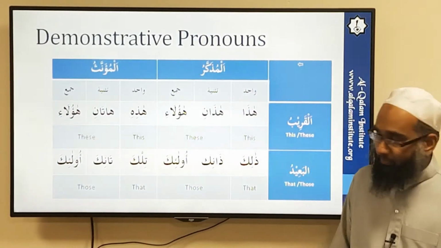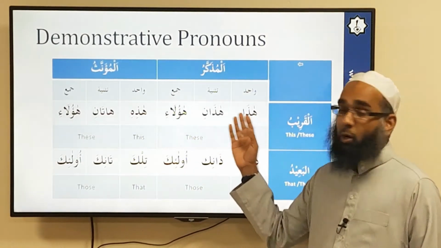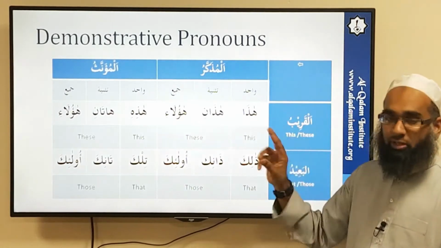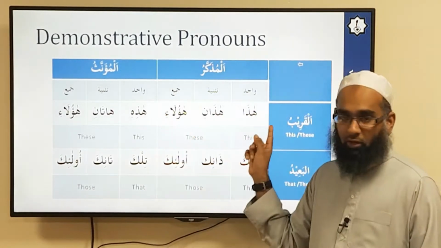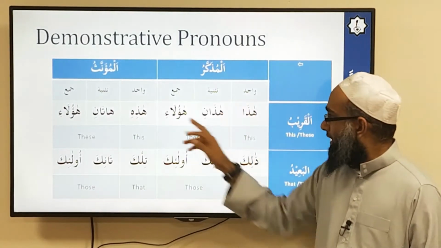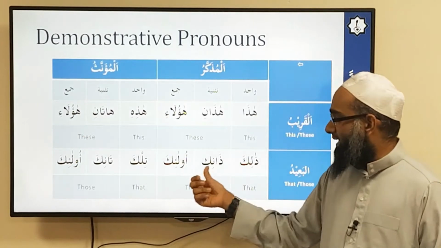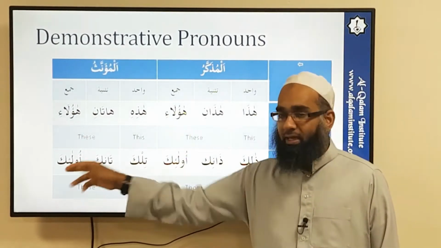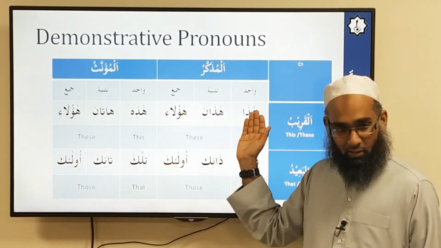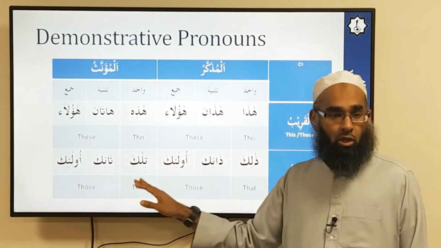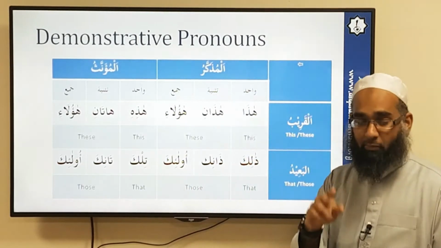So yesterday I explained to you the concept behind the asma al-ishara, the pointing demonstrative pronouns. So hada, hadani, ha'ula'i. These three are for males when they're close. Hadihi, hatani, ha'ula'i for females when they're close. Dhalika, dhanika, ula'ika, tilka, tanika, ula'ika is male, female when they're far. So this represents this or these. This is that and those. Yeah? Good.